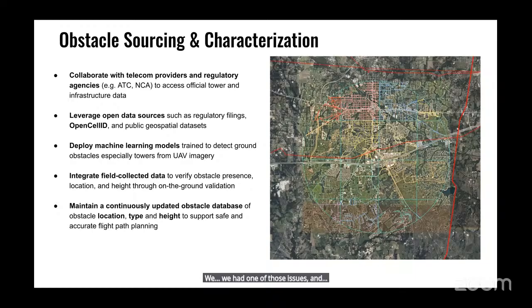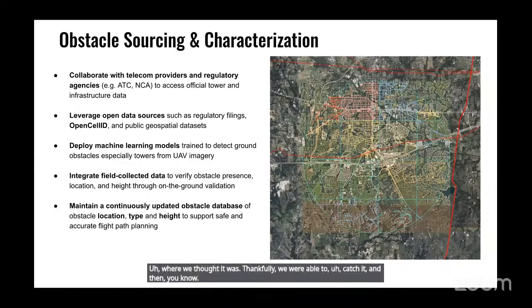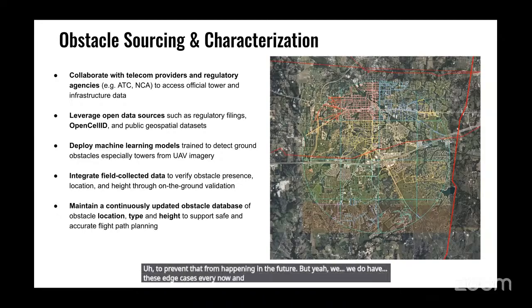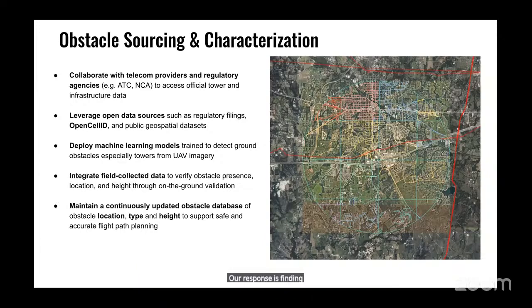and a drone was flying a little bit below where we thought it was. Thankfully, we were able to catch it and discontinue the flight, and then we were able to put in more automated checks to prevent that from happening in the future. We do have these edge cases every now and then, and when they do, our response is finding a more automated or computerized way of solving the problem. Thank you.